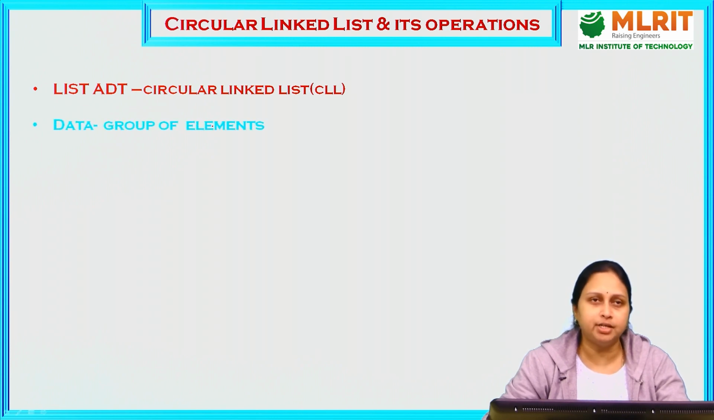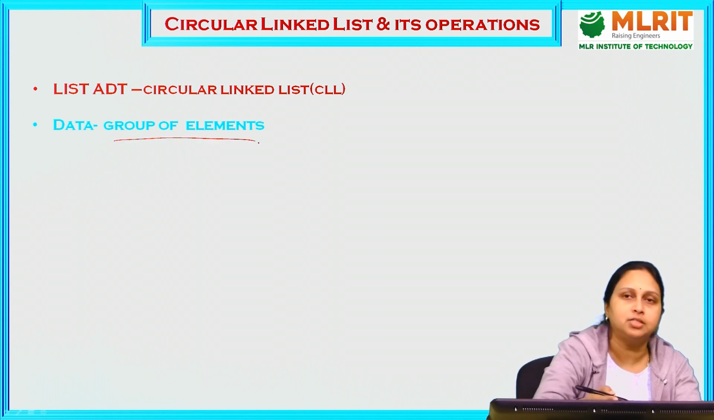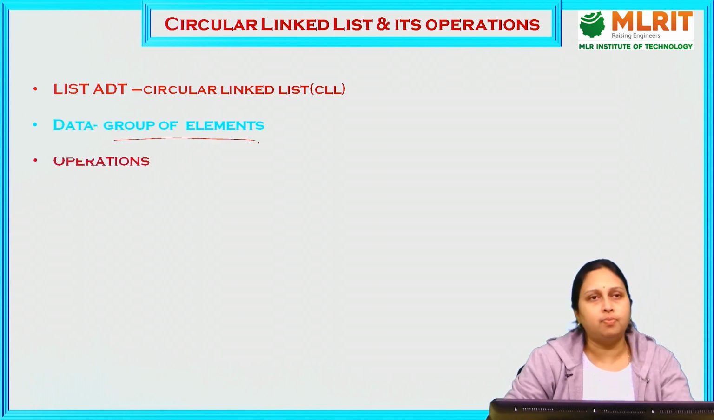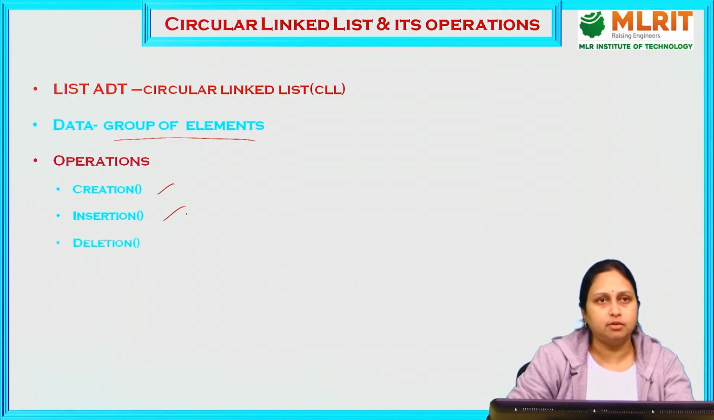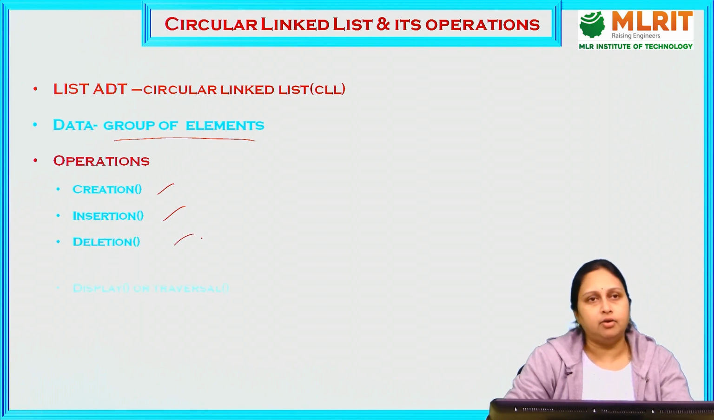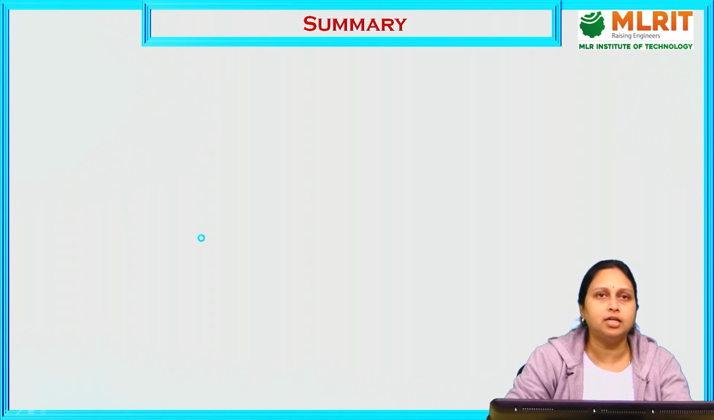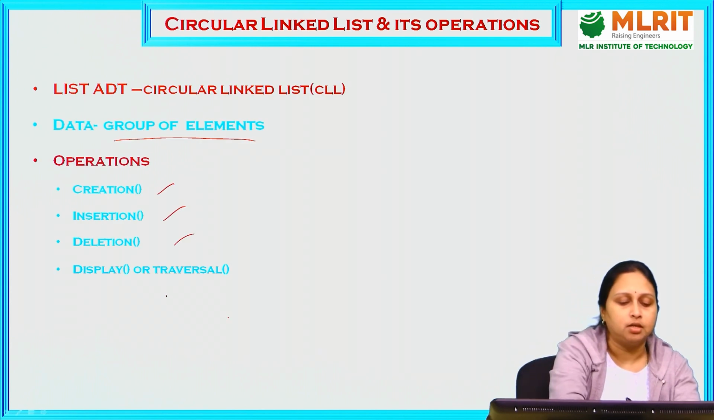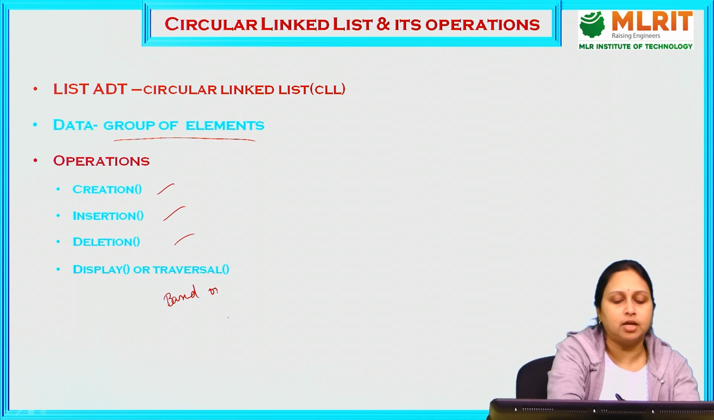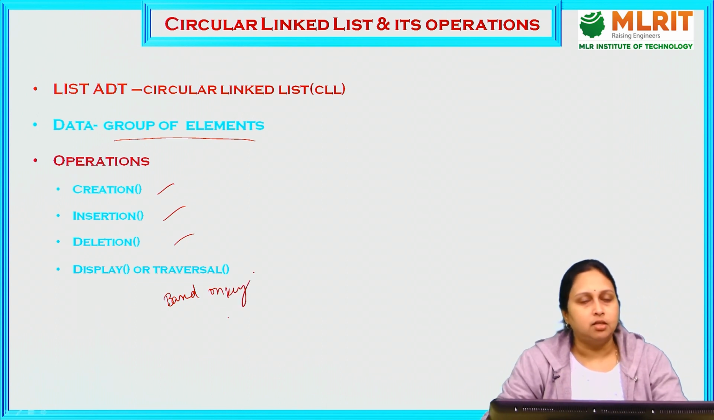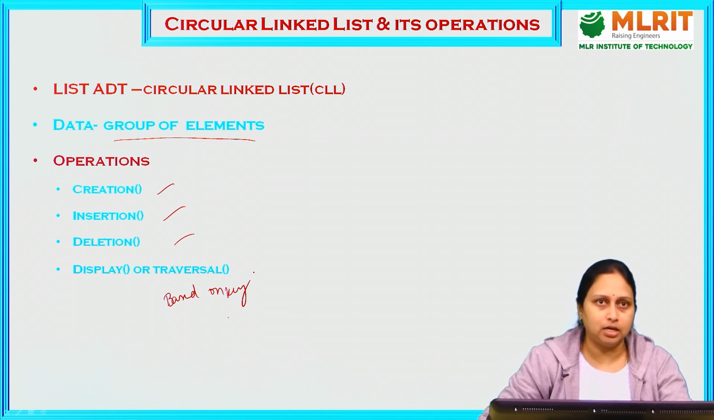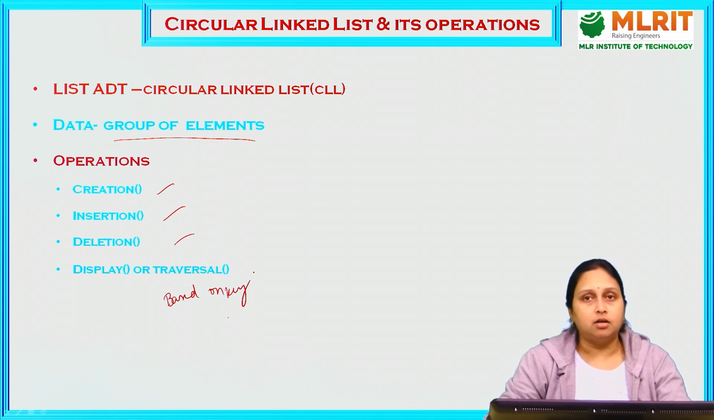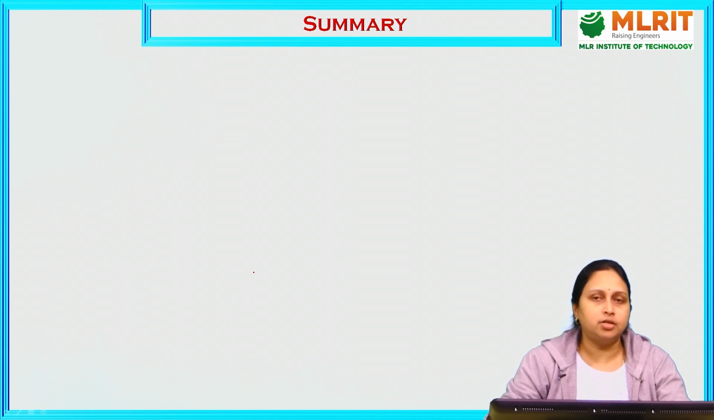We have a list, that is, data, a group of elements, followed by the different operations that we can perform. We can perform creation, insertion, deletion, right? And we can have the display of traversal, and we can also display based on the key value. Okay, this is how the different operations can be performed on a circular linked list. And this is what we are going to discuss in this session.